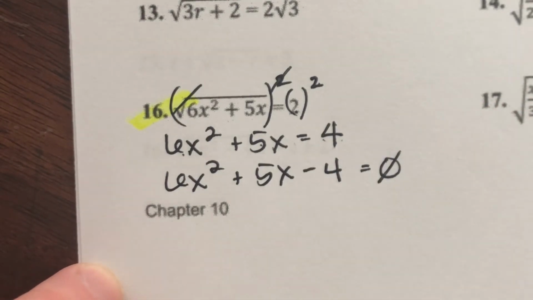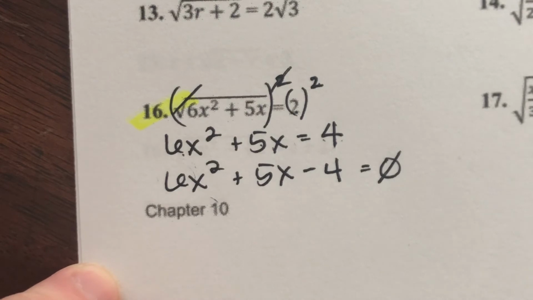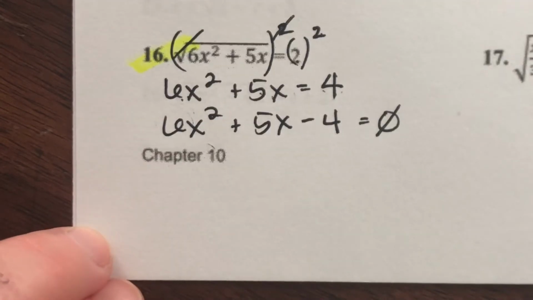And then you can pick your method of solving, right? You can complete the square. You can, actually we can't complete the square because we've got a number in front here. So you can factor, or you can use the quadratic formula. I think I'm going to use the quadratic formula.